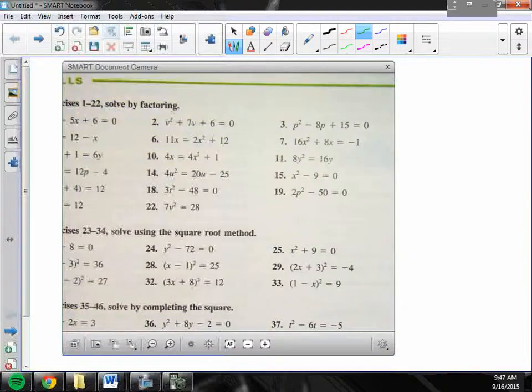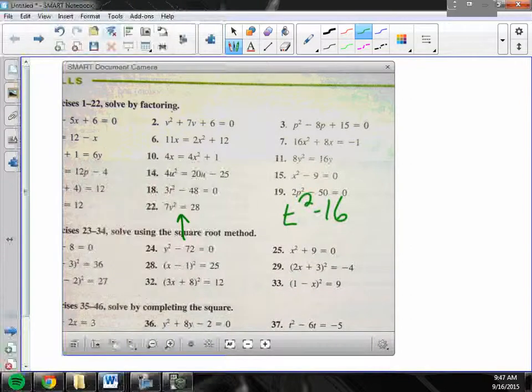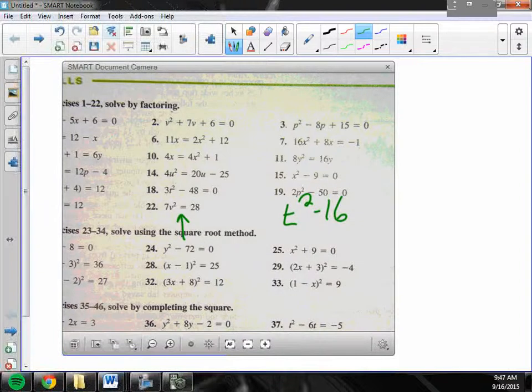Yes, you're going to do 1 through 22, evens and odds. How are you going to solve number 18? We can take a 3 out, and then I get t squared minus 16, and now it's a difference of perfect squares. Okay, what about number 22? Divide by 7, and then it's a perfect square again. Okay, that should be a pretty easy set. Good luck.